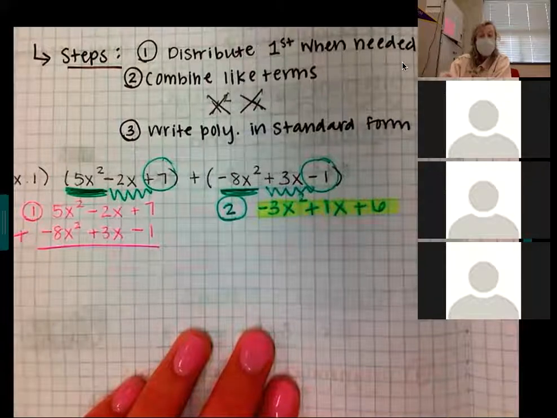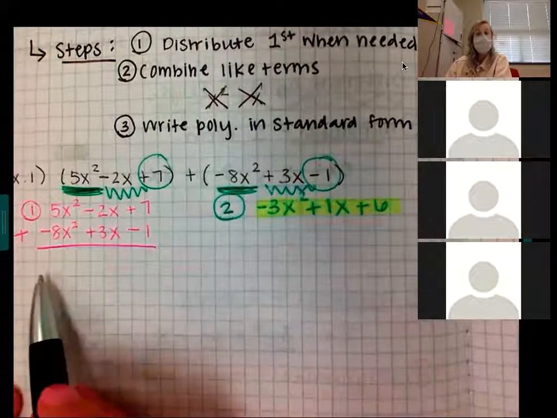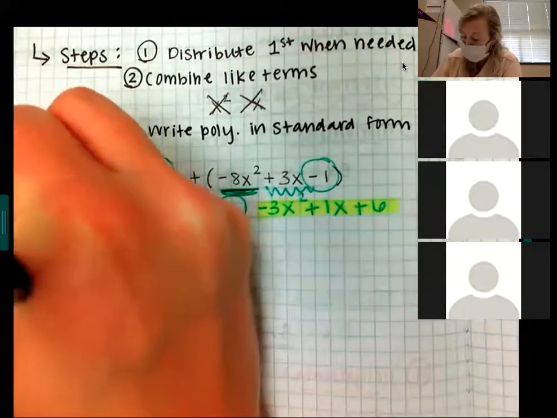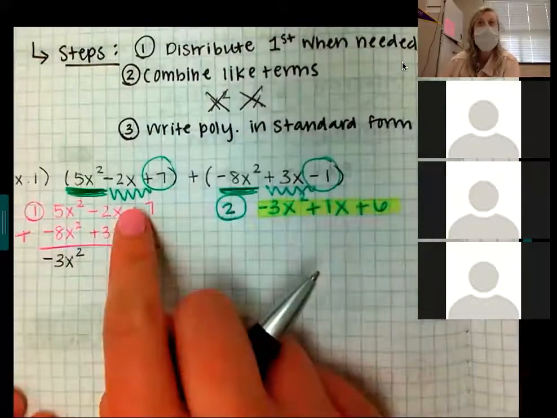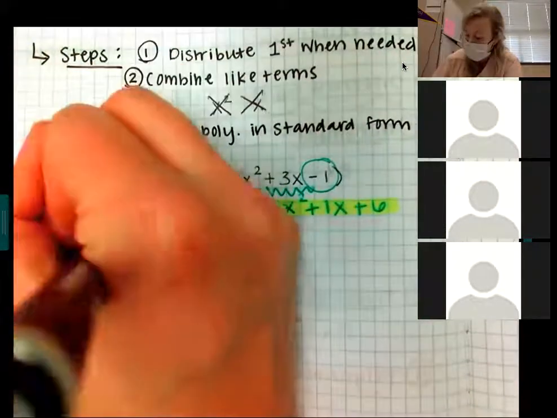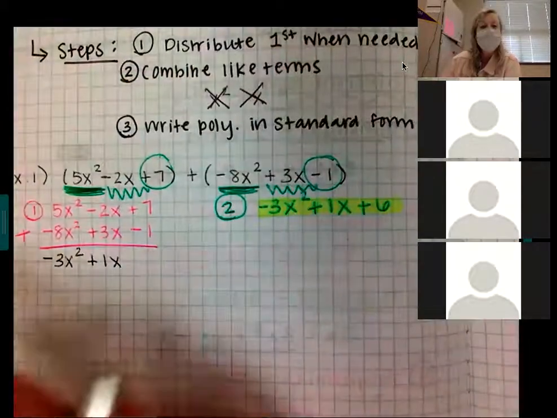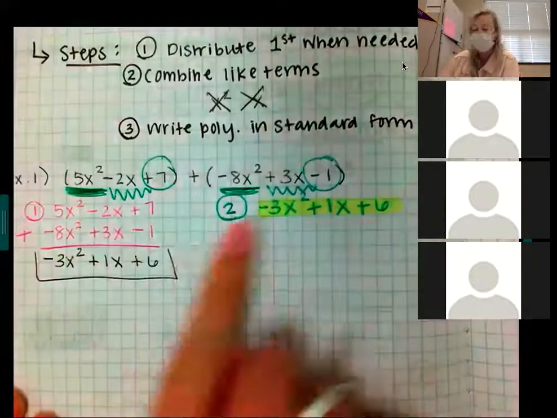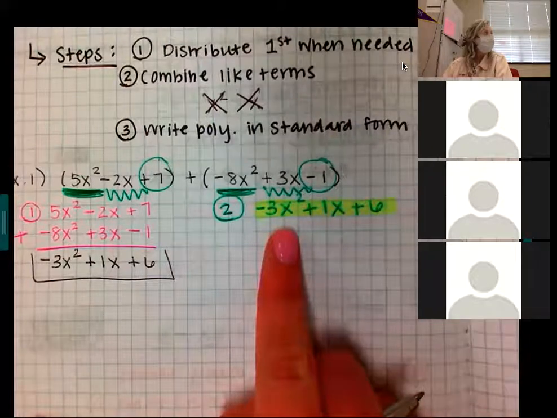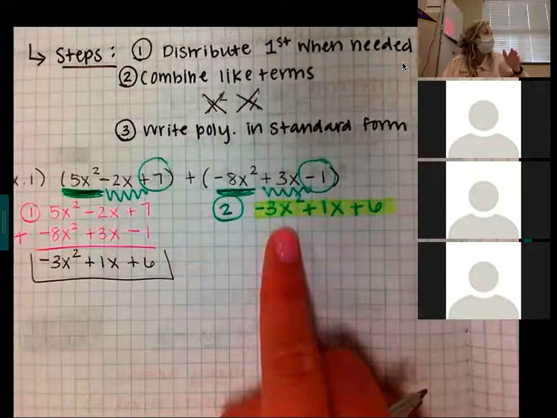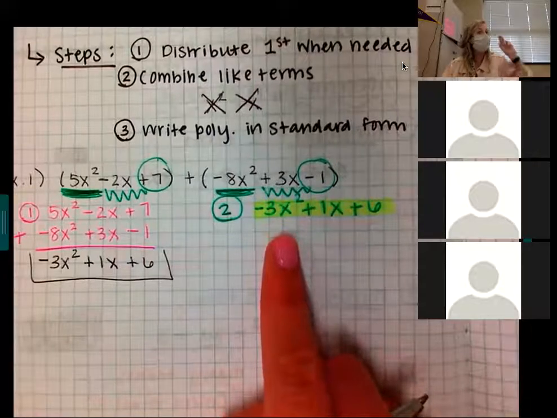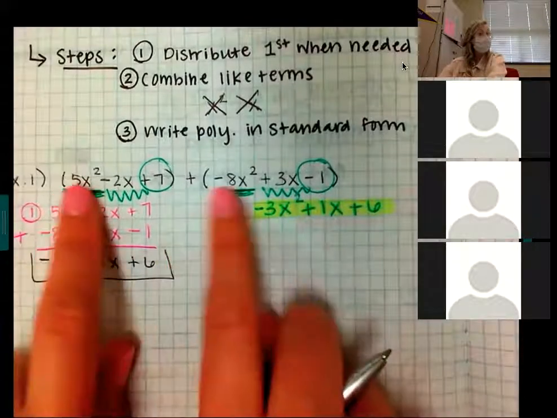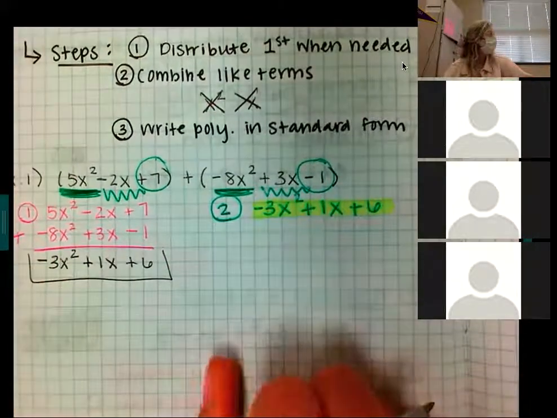Now, let me show you number 1. If you actually added it, you would get the same thing. So everybody look, if you do 5x squared plus negative 8x squared, that is still negative 3x squared. If you do negative 2x plus 3x, that is positive 1x. And if you do positive 7 plus a negative 1, that is still a positive 6. Do y'all see how I got the same thing no matter which way I did it? So do you think I care which way you do it? It does not matter to me. Pick what makes sense in your brain. Some of y'all will be better off to line them up. Some of y'all will be fine just circling and underlining the things that can go together.